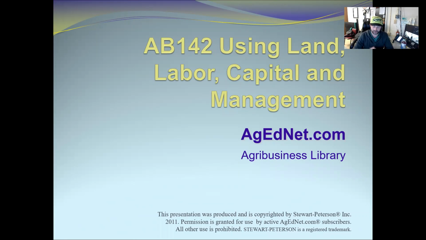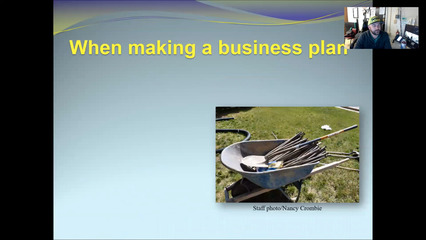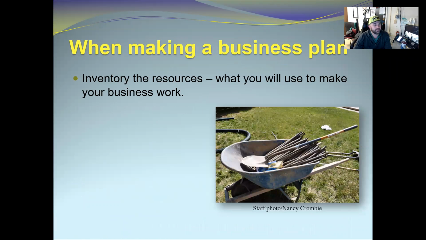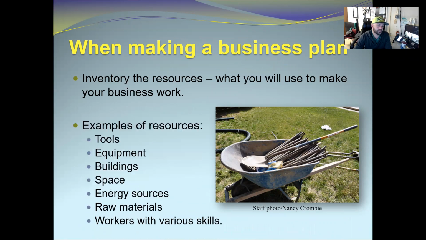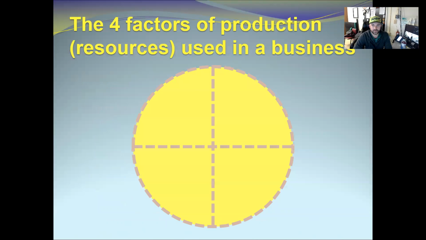Today I'm going to talk to you about using land, labor, capital, and management. The main idea here is how do managers decide how they will use land, labor, and capital? When making a business plan, you're going to inventory the resources, what we use to make your business work. Some examples of these resources would be tools, equipment, buildings, space, energy resources, raw materials, and workers with various skills.